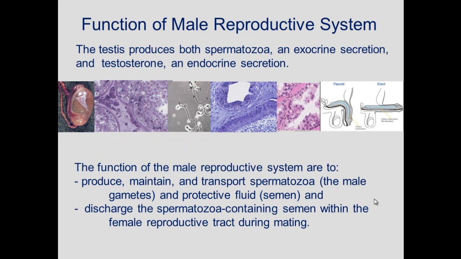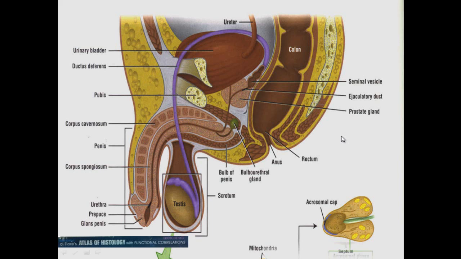Now, the function of the male reproductive system: the testes produce both spermatozoa, which is the exocrine secretion, and testosterone, an endocrine secretion. The functions of the male reproductive system are to produce, maintain, and transport spermatozoa, the male gametes, and protective fluid, semen, and discharge the spermatozoa-containing semen within the female reproductive tract. So that's what it has to do. It has to produce sperm, have sperm mature as it goes through the epididymis and accessory glands, and ultimately deliver it into the female reproductive system.